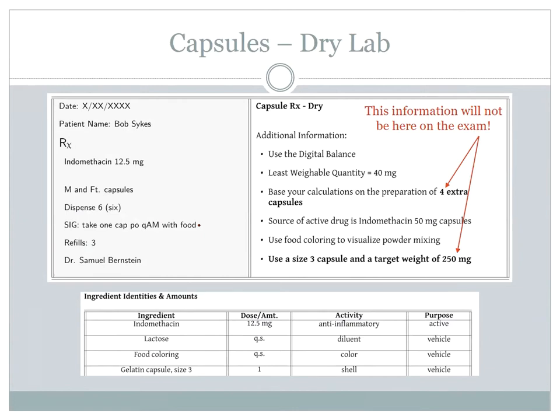We're going to dispense 6 of those, and you can see the instructions there. So the first thing we're going to do before we look at the additional information or anything else, we've got to make sure that that's a reasonable thing to make, because here, this is a trick. Indomethacin is a commercial product. It already comes as a capsule. You should never compound a capsule that already is made commercially.